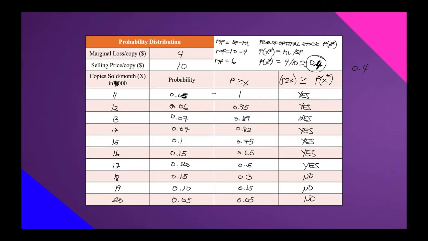And, upon checking dito, yes, yes, yes, yes, yes, yes, tapos no na, meaning ito. No, ayan yung pinakamaliit na value na nag-yes. Therefore, ano po yung katumbas niya? 17,000 copies. No? So, 17,000 copies.